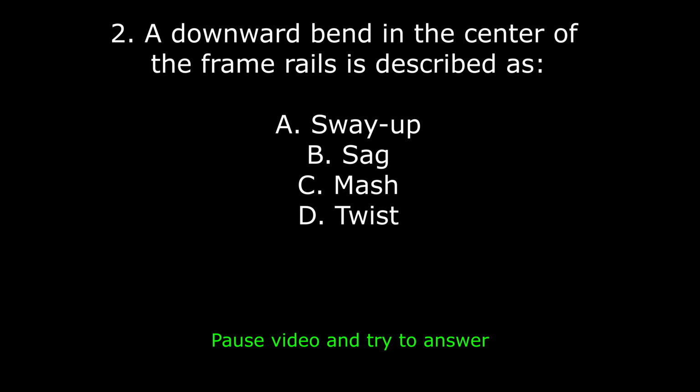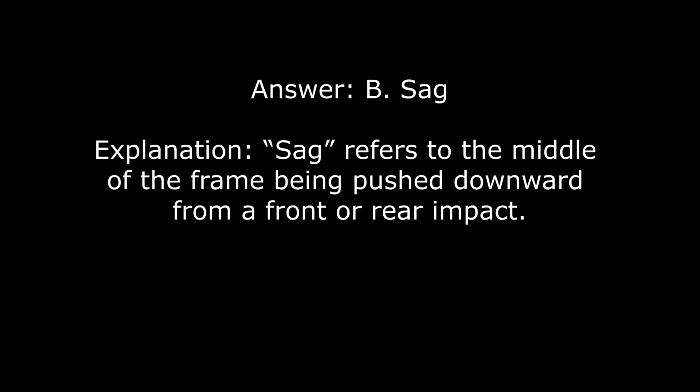2. A downward bend in the center of the frame rails is described as A. Sway up, B. Sag, C. Mash, D. Twist. Answer: B. Sag. Explanation: sag refers to the middle of the frame being pushed downward from a front or rear impact.